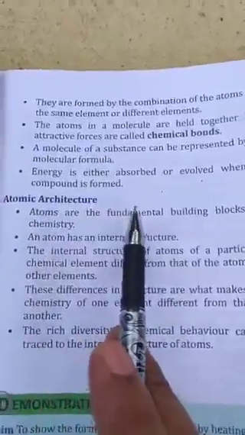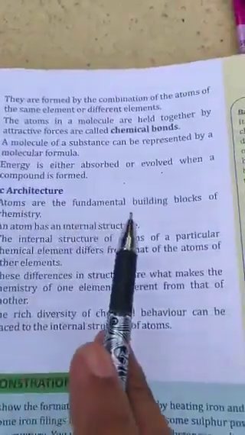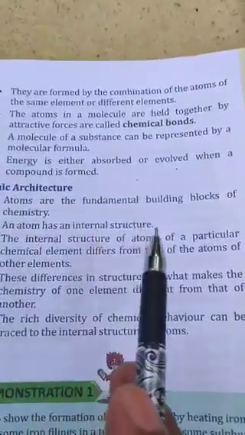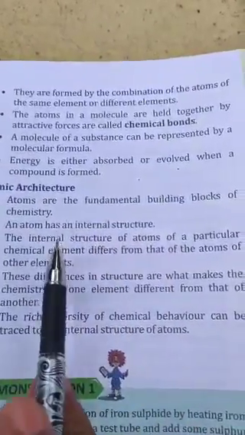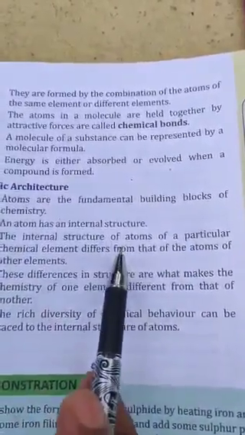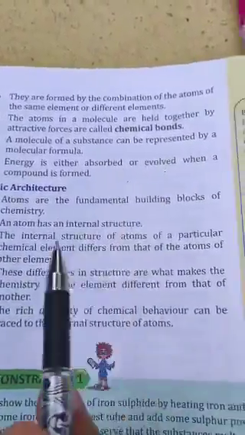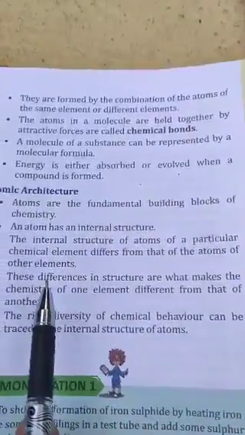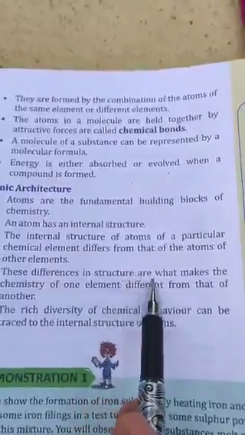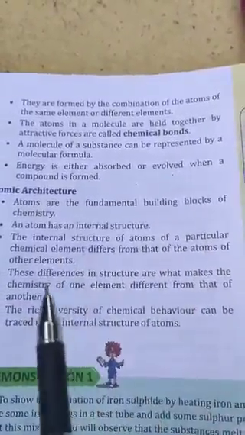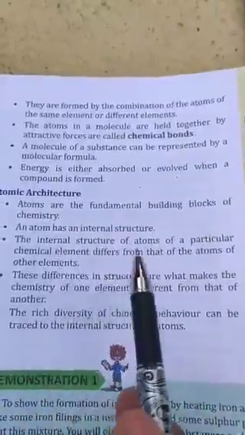Atomic architecture. Atoms are the fundamental building blocks of chemistry. An atom has an internal structure, and the internal structure of an atom of a particular chemical element differs from that of the atoms of other elements. These differences in structure are what make the chemistry of one element different from other elements. These are the atomic architecture.